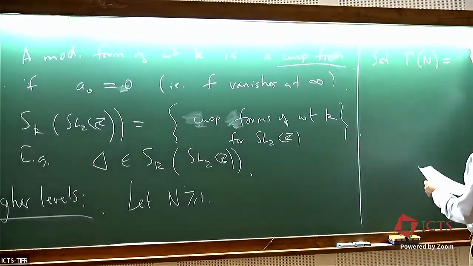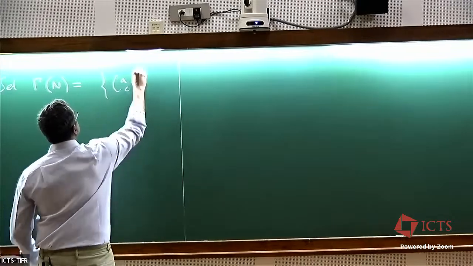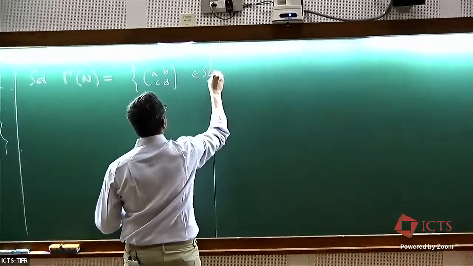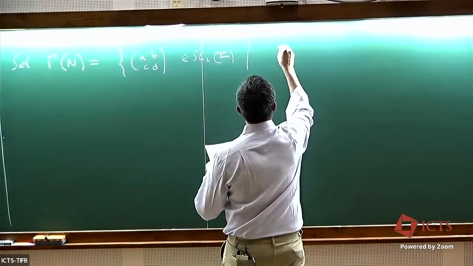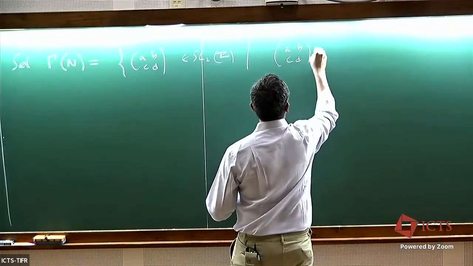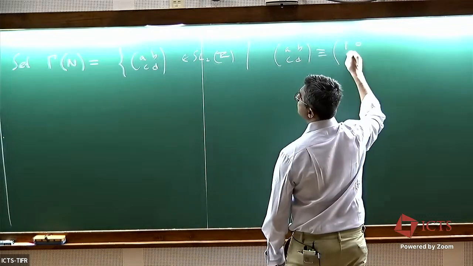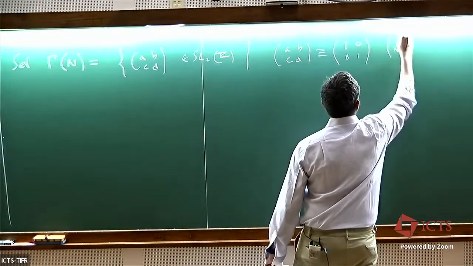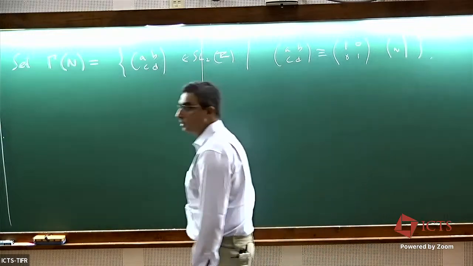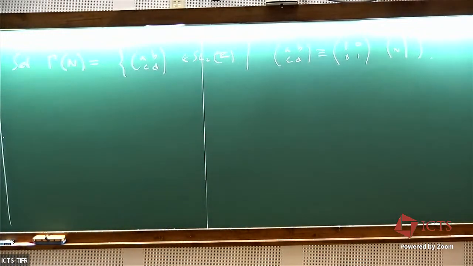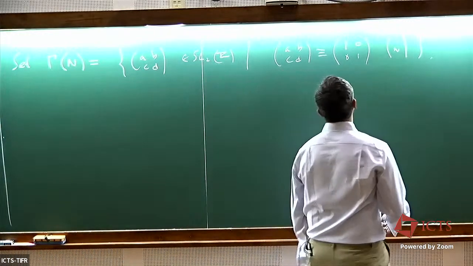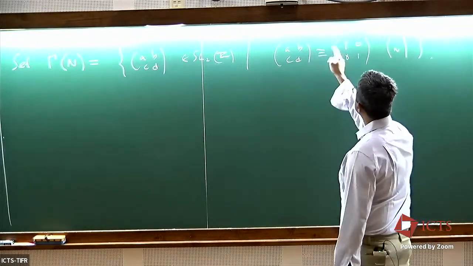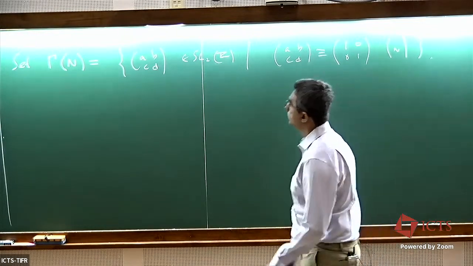Okay, so set gamma n to be all matrices in SL2Z such that (A, B; C, D) is congruent to (1, 0; 0, 1) mod n. I'm not going to write the word mod. I'll write round brackets. I hope it's clear. So for example, gamma 2 means that A is congruent to 1 mod 2, A and D are odd, and B and C are even.